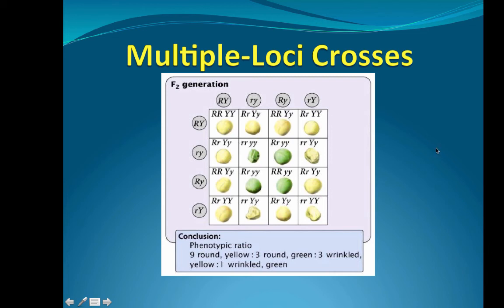So two phenotypes, two traits, two alleles within each gene, and then two genes that code for both of those traits. The first position is going to refer to the color, and the second position is going to refer to the shape.